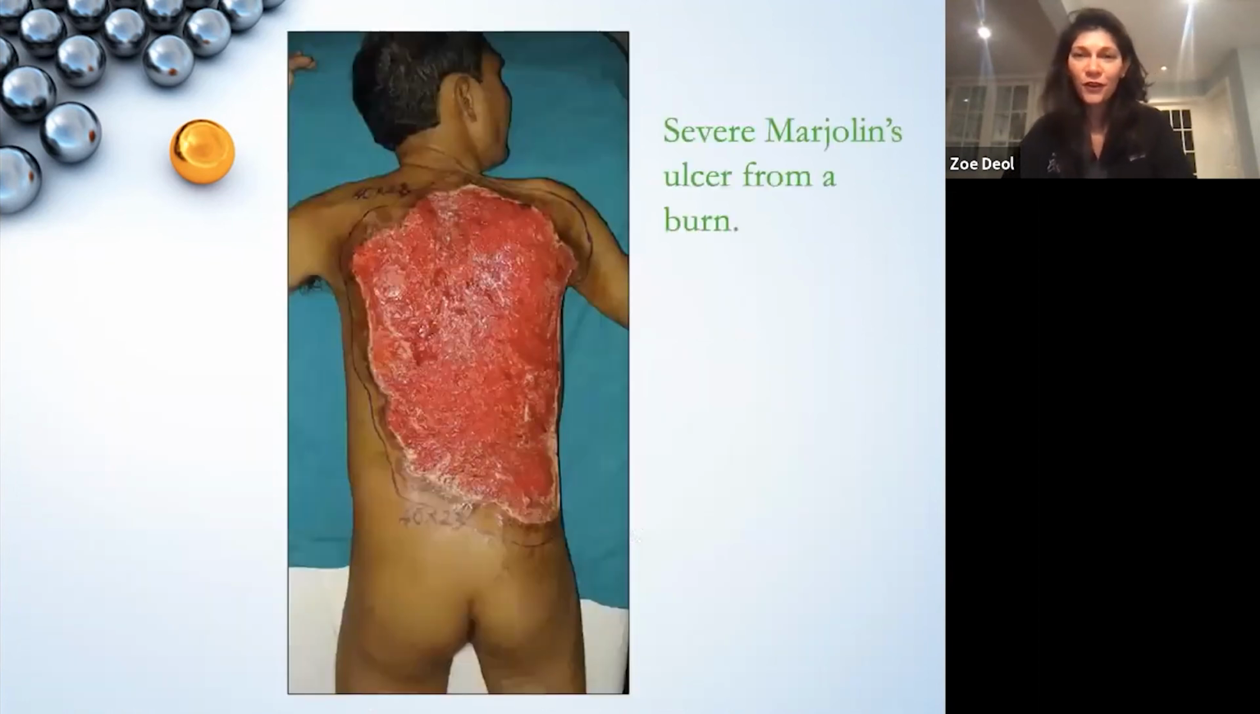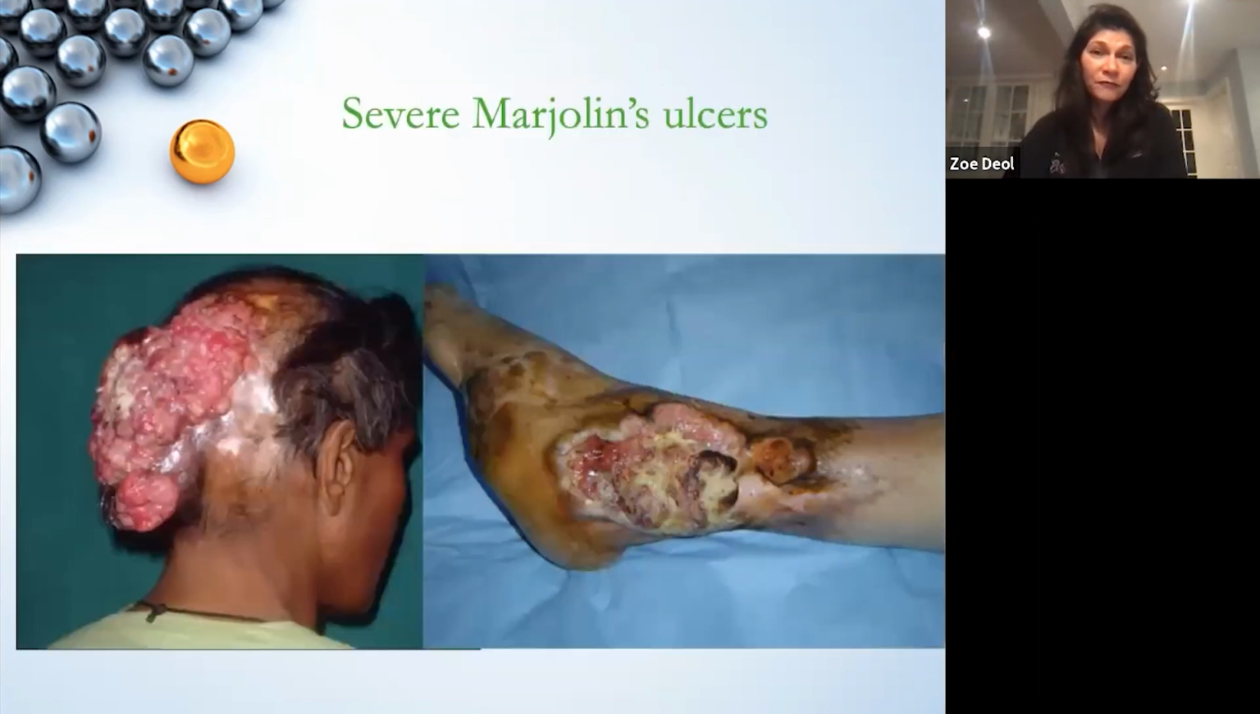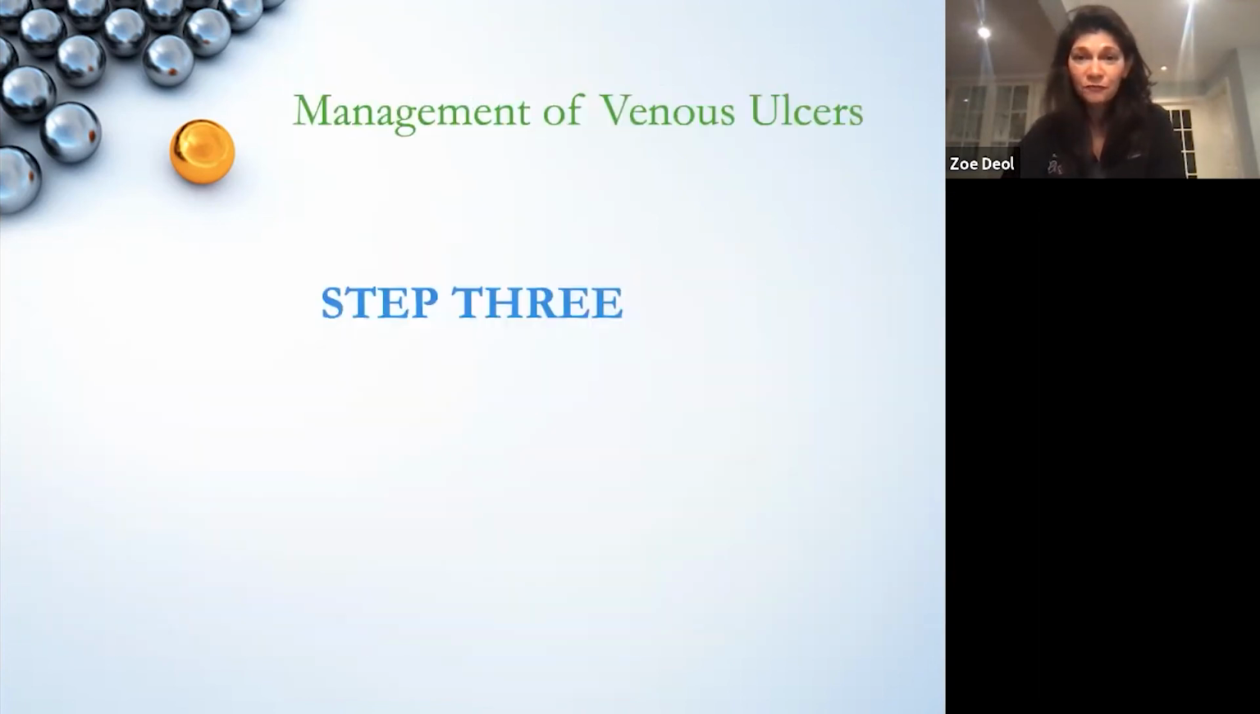This is just for wow effect. This is a Marjolin's ulcer in a burn victim. And these are some Marjolin's ulcers in chronic wounds.